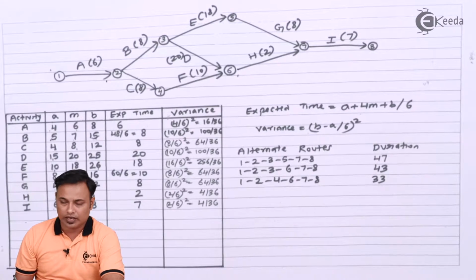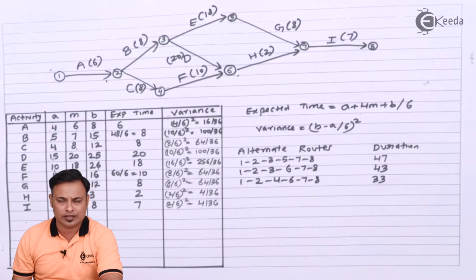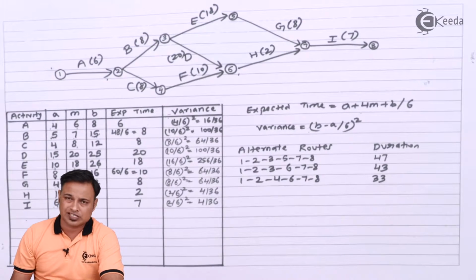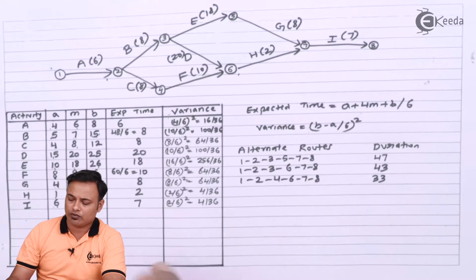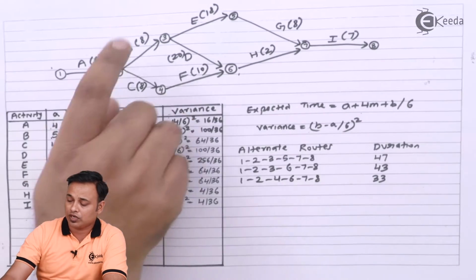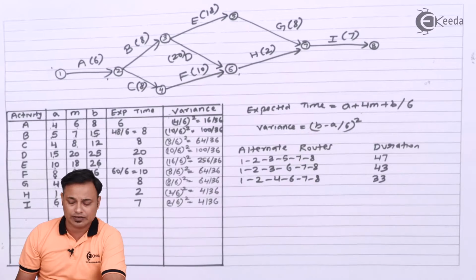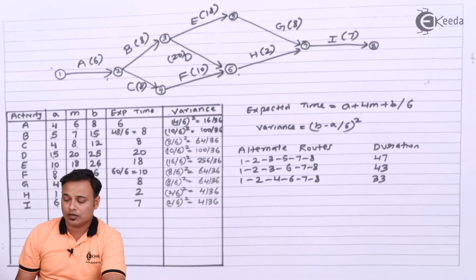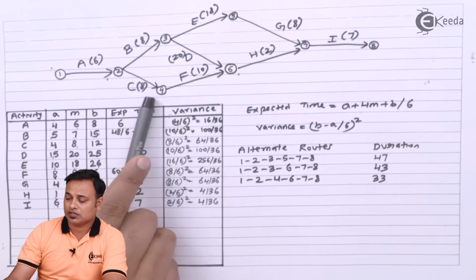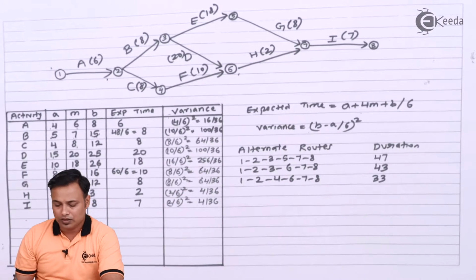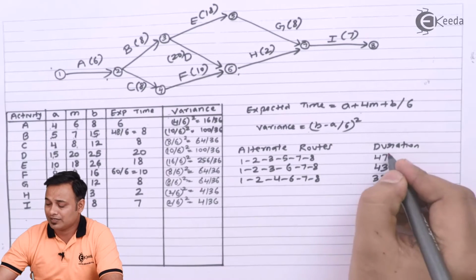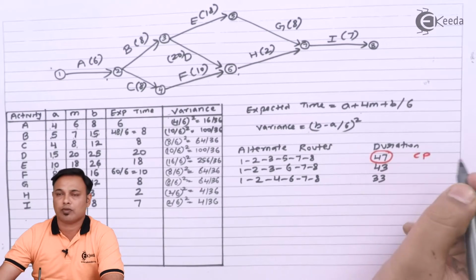Let's check the routes again. Let's find out whether there are any alternate routes as such. No route should be missed; all alternate routes should be covered. I have to go from 1 to 8. So we have 1 2 3 5 7 8, 1 2 3 6 7 8, and 1 2 4 6 7 8. There are 3 options available, of which the maximum time is 47. So this becomes your critical path.